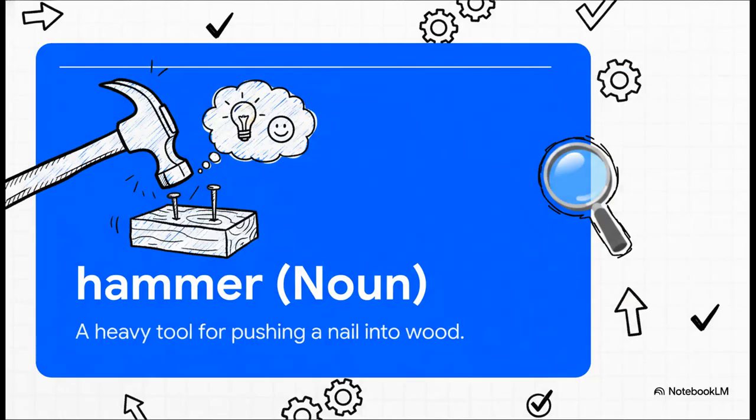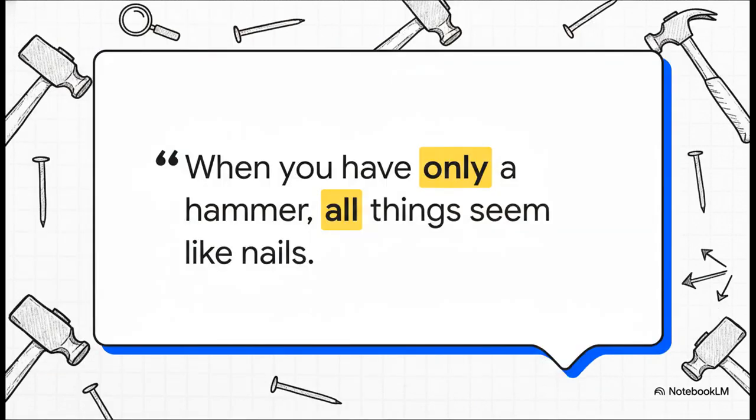All right, next up, the main definition. Look how clean this is. There's no jargon, no complex language. A hammer is simply a heavy tool for pushing a nail into wood. It's direct, it's functional, and honestly, it's impossible to misunderstand. And hey, the entry even gives us this classic quote to add a little bit of color. It's a saying we all know, and it just perfectly captures the whole single-minded purpose of the tool.